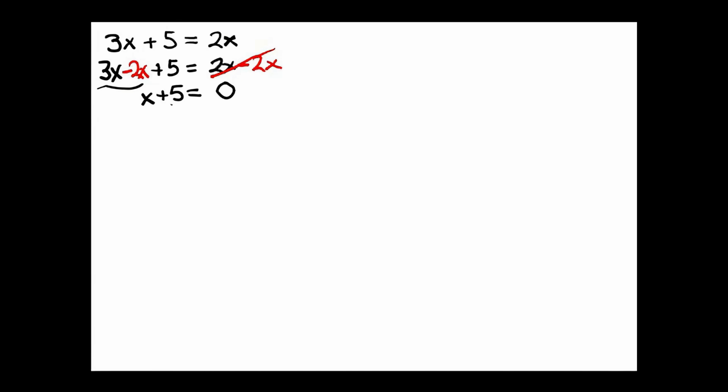Now we're ready to solve, and it only has one piece to get rid of. So we need to get rid of the 5. It's added, so we will subtract. Clean up, and we get x equals negative 5.